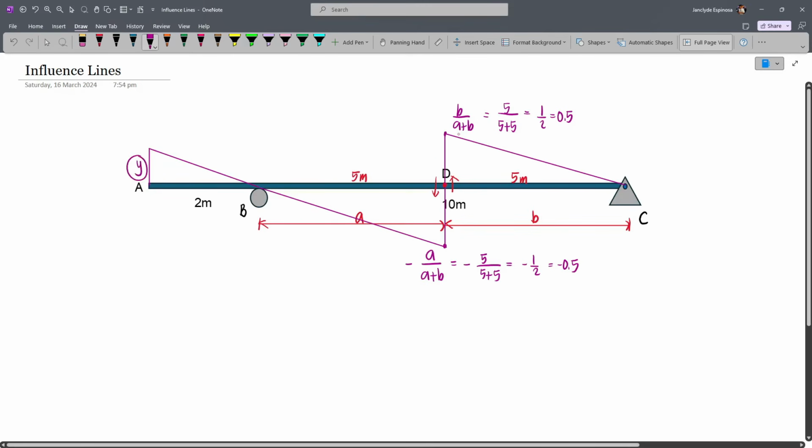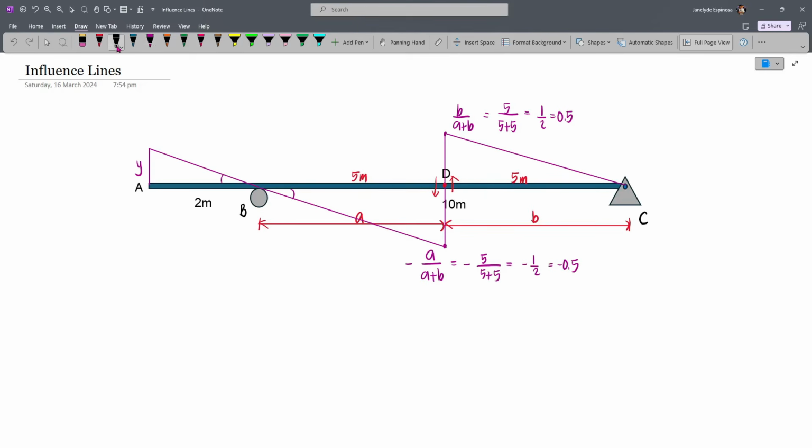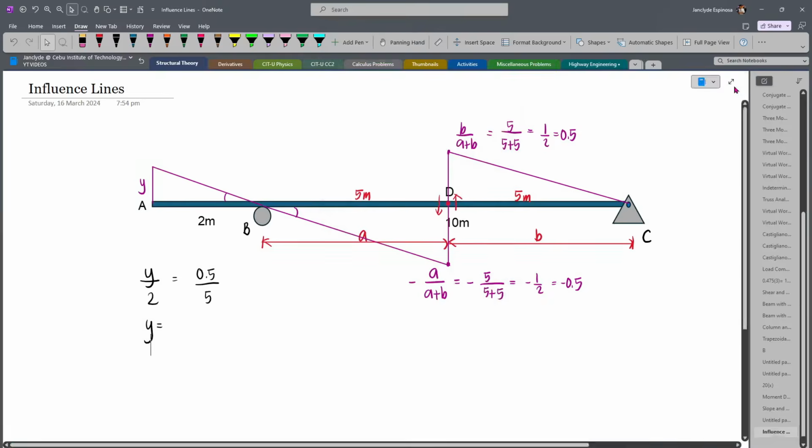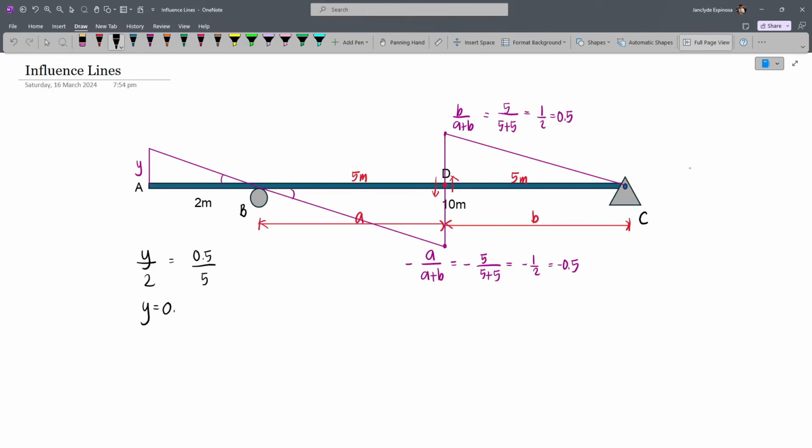Now let's say this is Y. To get Y, using this value, we can just use ratio and proportion, because the slopes of these triangles are the same. So we have Y is to 2, considering this triangle, and considering this triangle, we have 0.5 is to 5. Solving for Y, we have 0.5 times 2 divided by 5. That will give us 0.2, which is the same as our answer earlier. So this is 0.2. So this is the shortcut for shear.